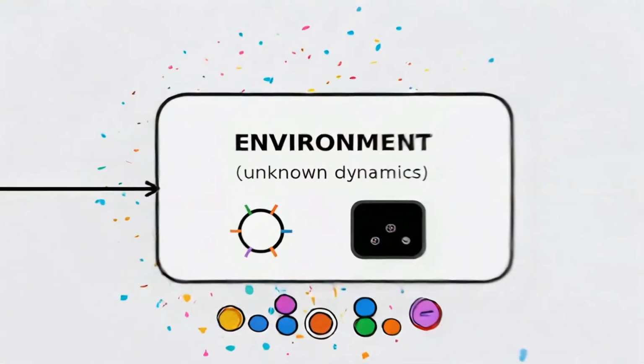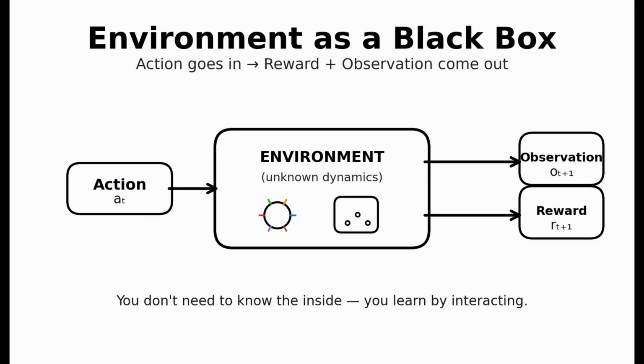And notice something important. In supervised learning, you normally get the correct label. In RL, the environment does not give you the correct action. It just gives you consequences. So the agent's job is not to guess the right answer. The agent's job is to figure out what actions lead to higher total reward over time. That over-time part is where all the interesting complexity comes from.